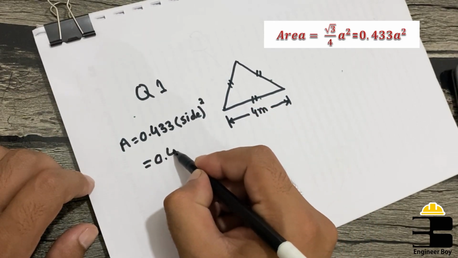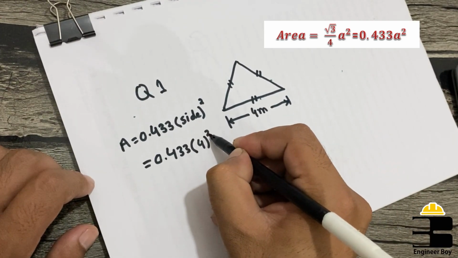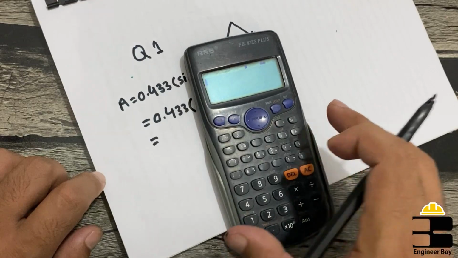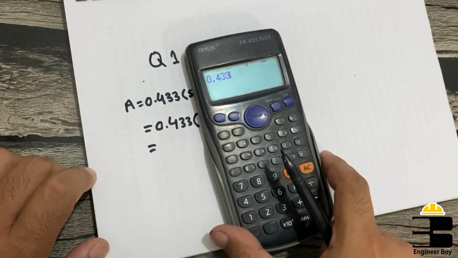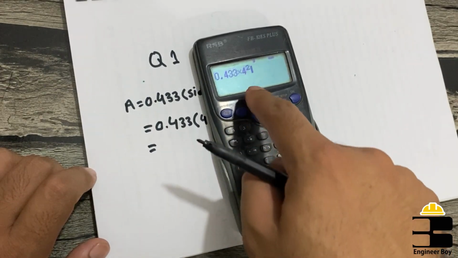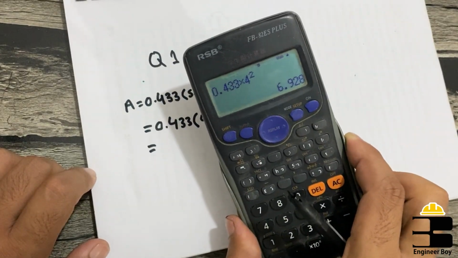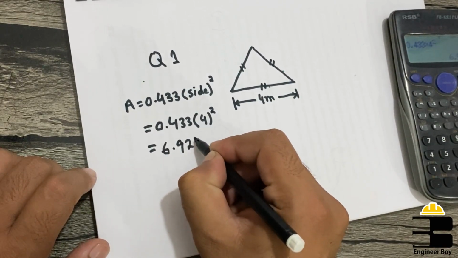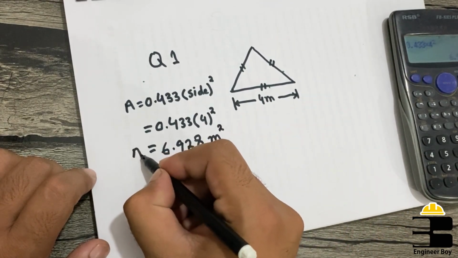Now, 0.433, and the side is 4, so we can take the square of 4. If you do some maths, I'll be using the calculator, so you can learn how to use the calculator as well. I'm going to multiply 0.433 with 4 square. By pressing the equal sign, we got 6.928. This is the answer, 6.928, and as this is meter, we're going to say square meter. This is going to be the area.